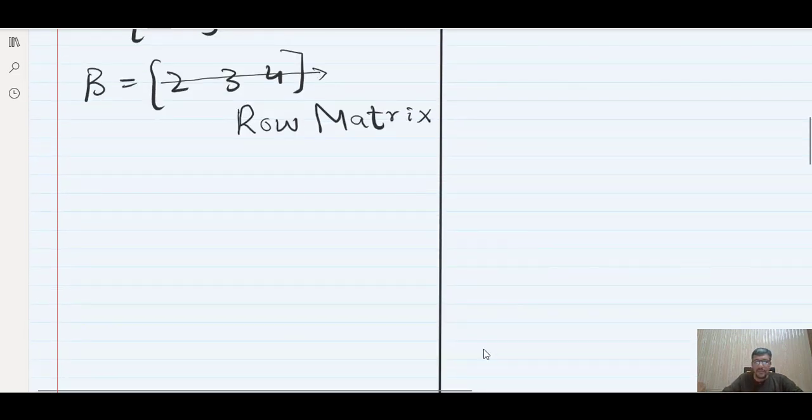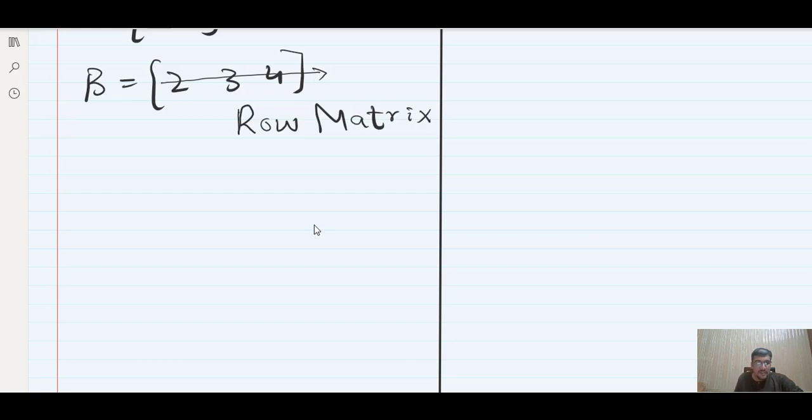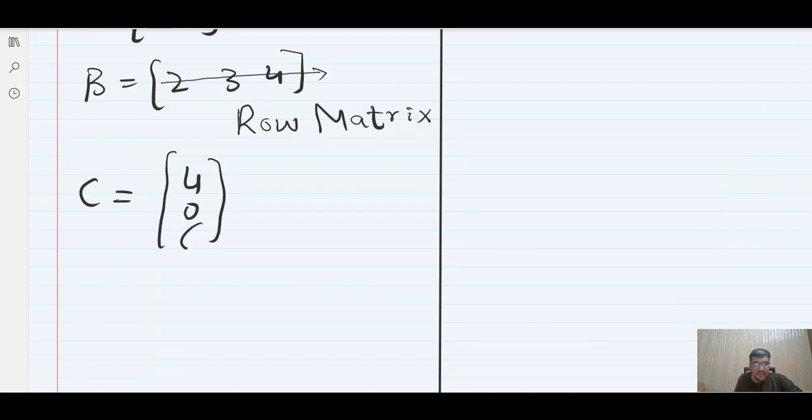Then we move towards next matrix. In this all the entries are in vertical form, so we will name it as column matrix. So C is equal to 4, 0, and there is one more element, that is 6. So my dear learners, it is your column matrix.